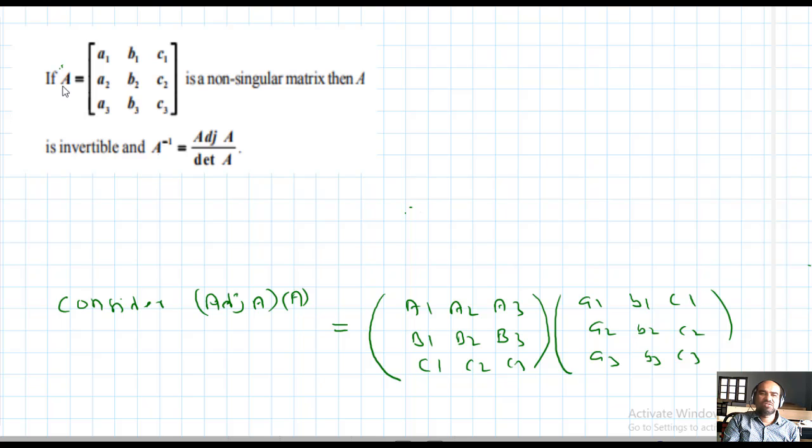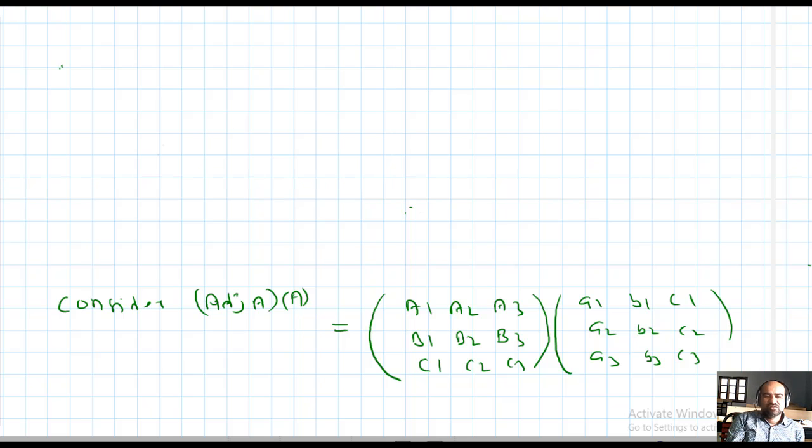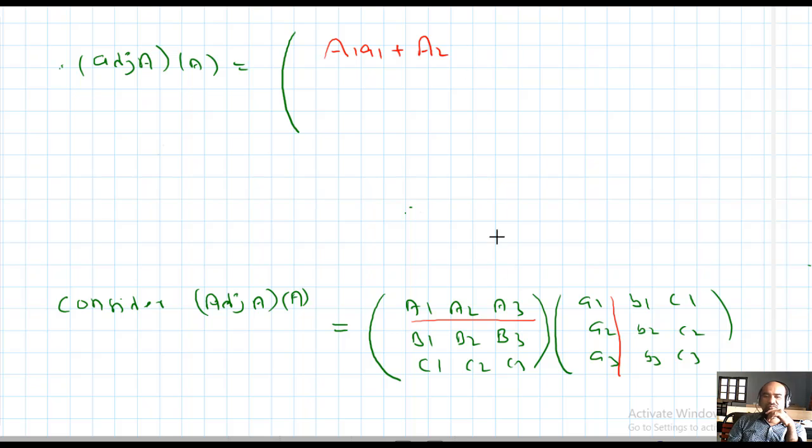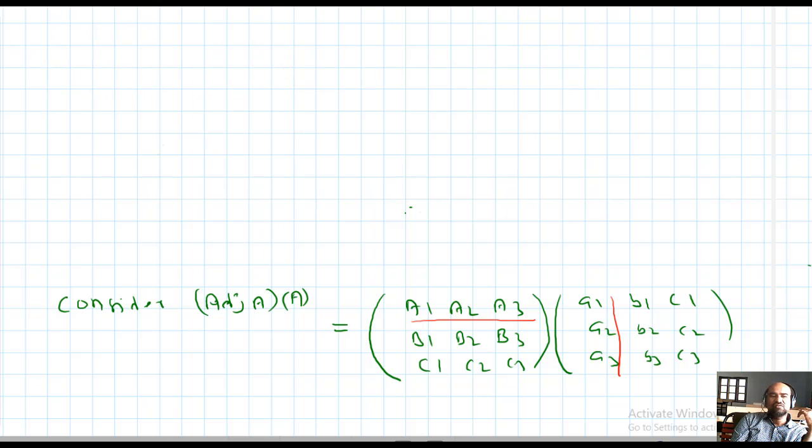I want to remove this, I think no need. Now I am multiplying, observe students here clearly, adjoint A into A equal to. You know the process to multiply a 3 by 3 matrix with another 3 by 3 matrix. Capital A1 small a1 plus capital A2 small a2 plus capital A3 small a3. I think space is not sufficient, I will write again here.